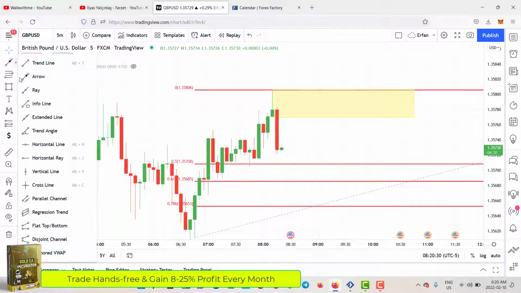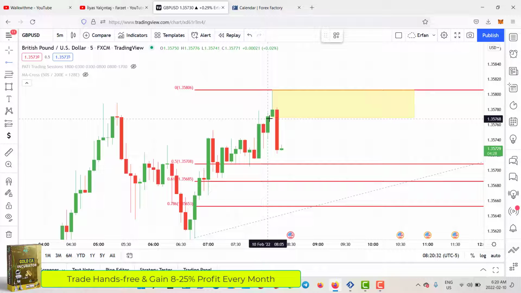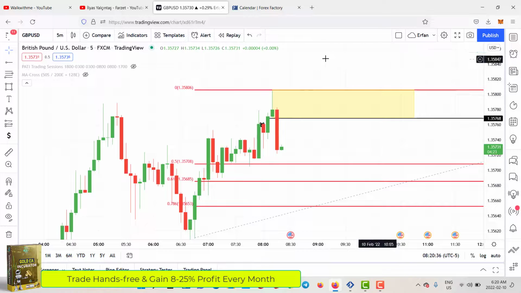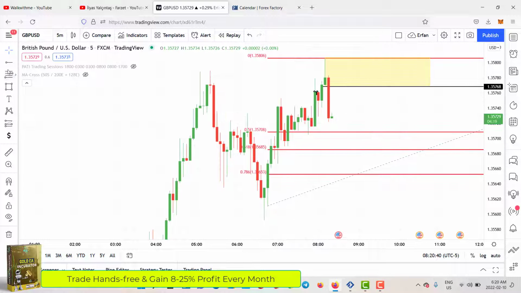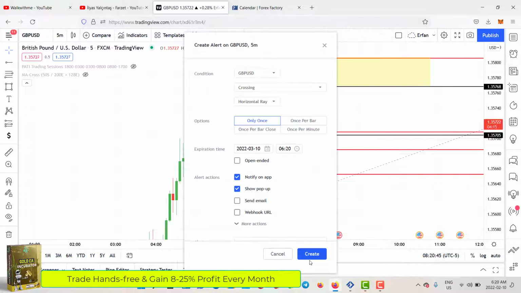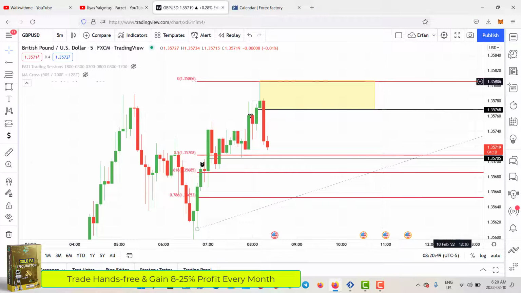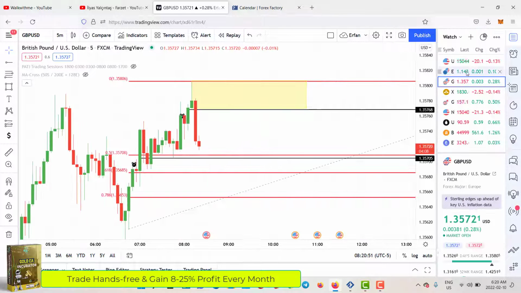GBPUSD, the same thing. So what I'm going to do is horizontal ray, my alarm, and just relax and see what happens. Okay, or you can also do this as well to see which way it's going to go for.